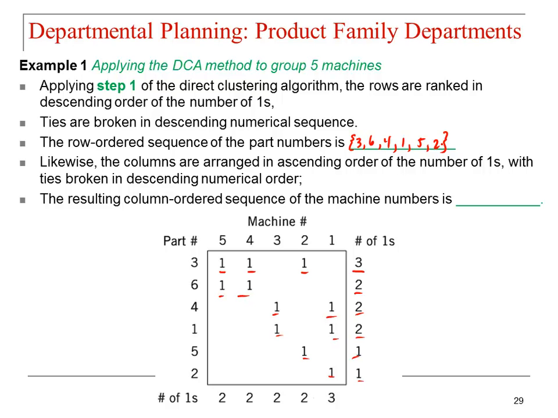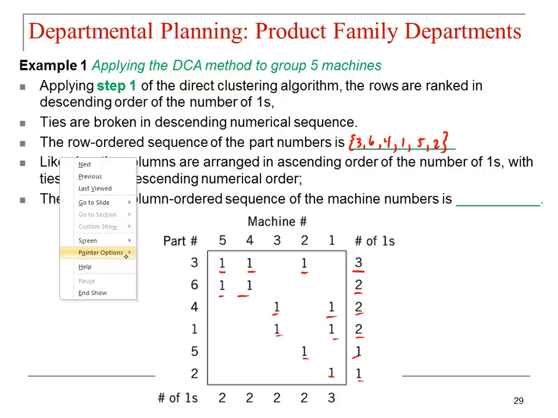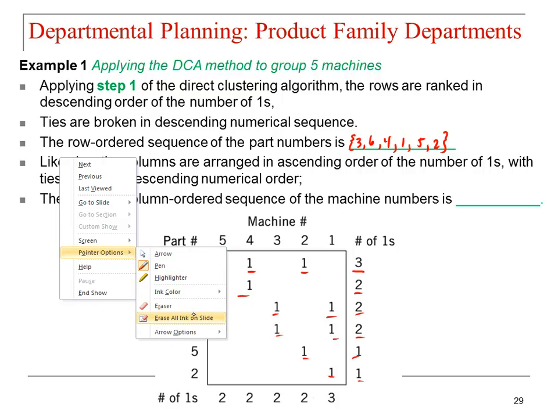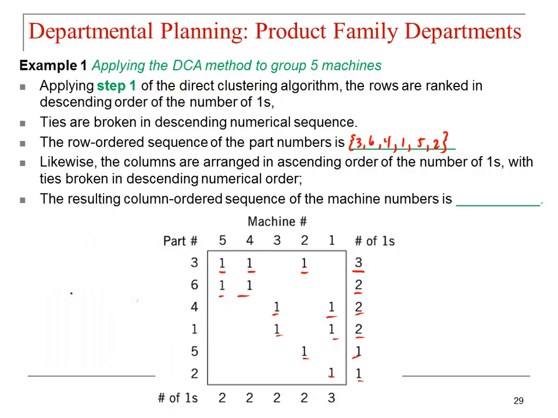So now we move to the columns. The columns are arranged in ascending order of the number of ones, with ties broken in descending numerical order. So we're going to add again, let me change the color. 1 and 2, 1, 2.